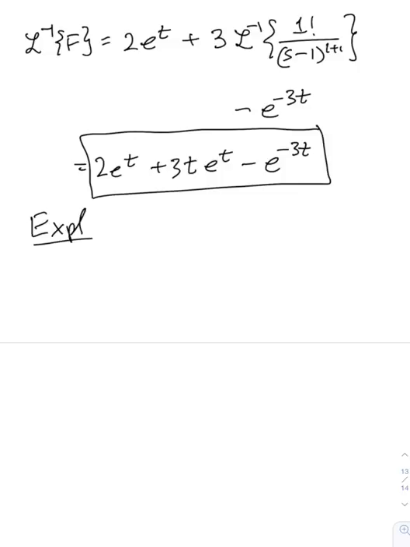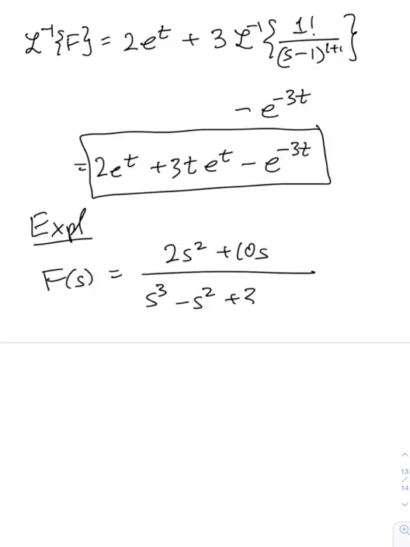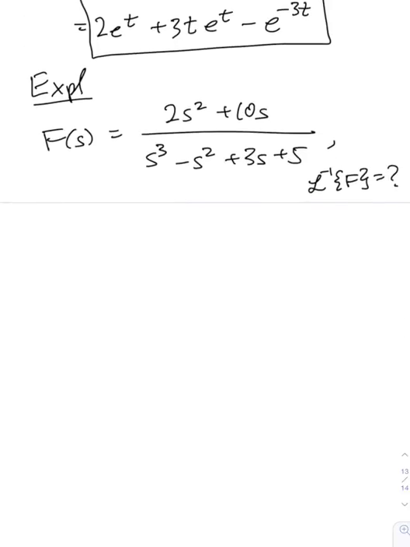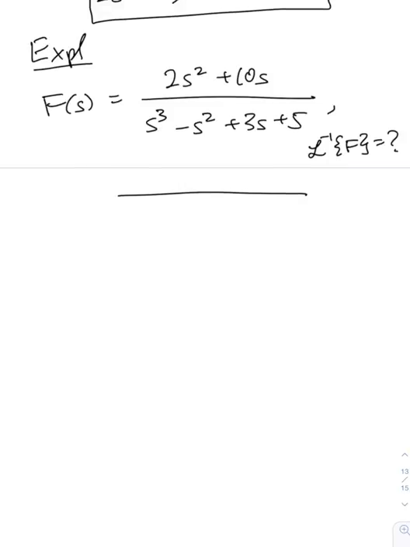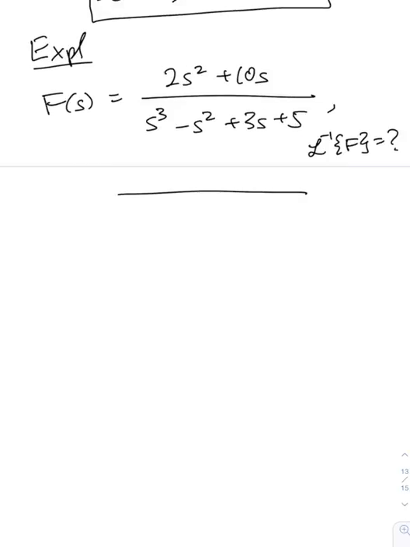So in this example, we've got capital F of s equal to 2s squared plus 10s over s cubed minus s squared plus 3s plus 5, and we're looking for the inverse Laplace transform. All right, again, partial fractions. Is it proper? Yes, it is. So we can get started right away.